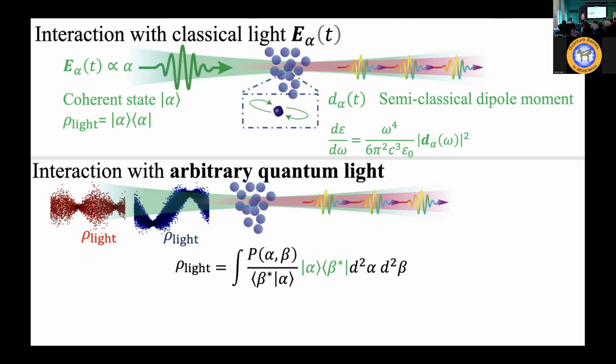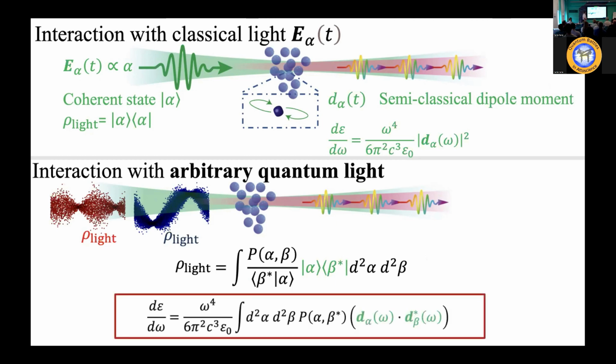So this is something very useful for us. And once we do it and just do the algebra, we get that the spectrum is really a superposition or integration over the semi-classical dipole moments of alpha and beta. And then we have to integrate according to the distribution of each quantum light.